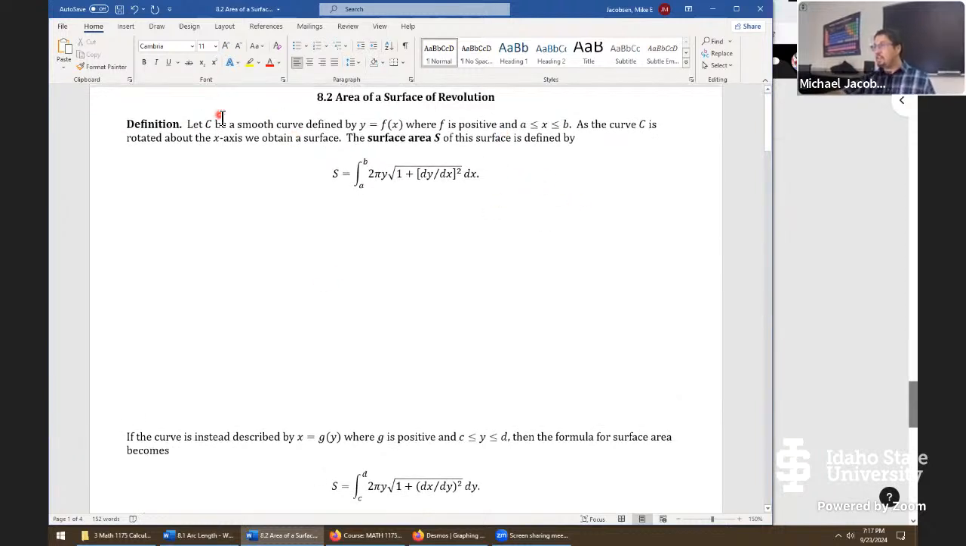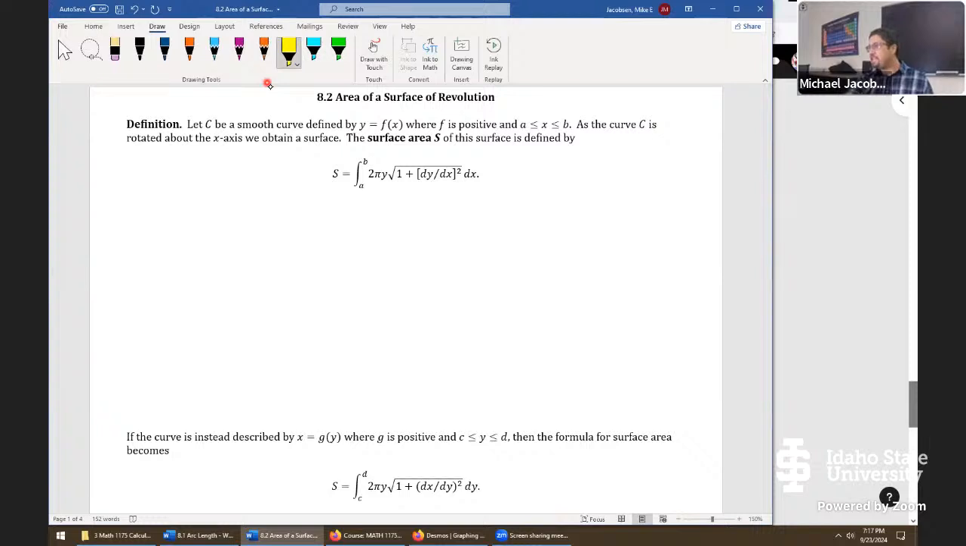So here's the setup so far. Let C be a smooth curve defined by y equals f of x. I mean, already that's pretty dense information. This right here means f prime of x is continuous. We need that for the derivation, just like we needed it for the derivation in section 8.1. But another way to think about it is, if you're going to integrate that function, that's the formula for the surface area, you have to have dy/dx, that's f prime of x in Leibniz notation, actually being continuous because it guarantees the integral exists. So that's part of the reason that condition's there.